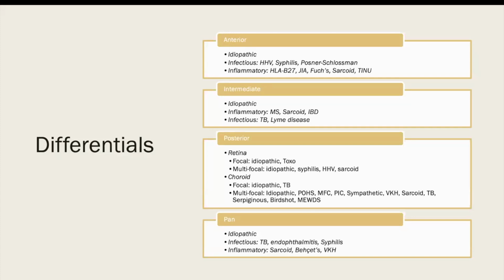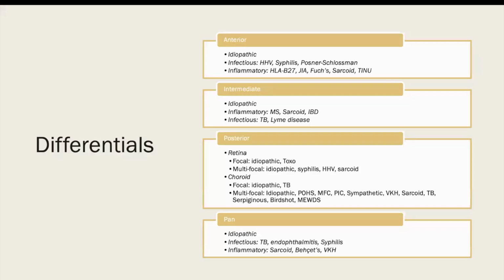And then panuveitis, again, idiopathic, but infectious causes tend to be things like endophthalmitis, for example, syphilis, TB, and then inflammatory conditions like sarcoid or Behçet's, or especially VKH. Now, the point of this slide is more to just really broaden the mind in terms of what could be going on in the eye and what could be driving the eye.